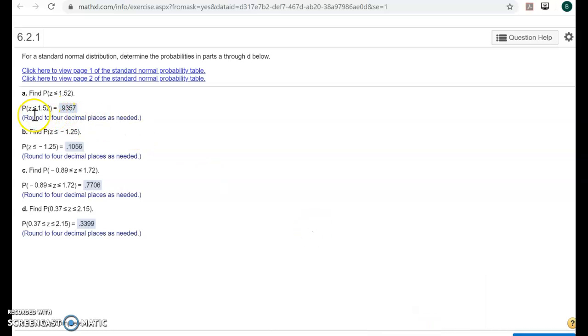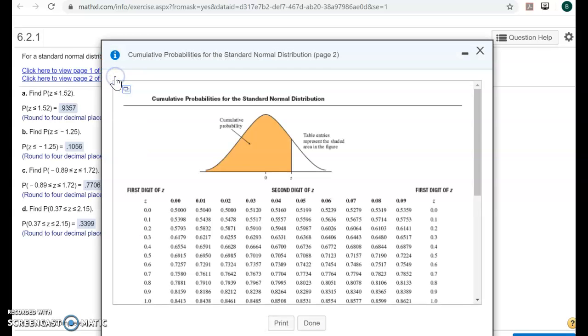Find the probability that z is less than or equal to 1.52. Now here, when we go to the table, if it's less than or equal to, whatever you see on the table is the answer. So the first table are negative values and the second table is positive values. See, this shows you up here that this table represents less than or equal to z because it's everything less than z or equal to it.